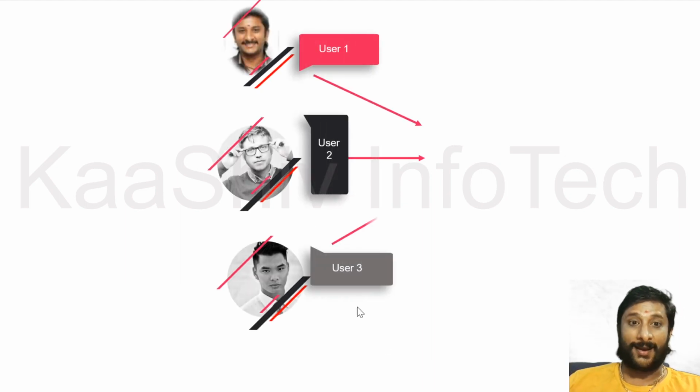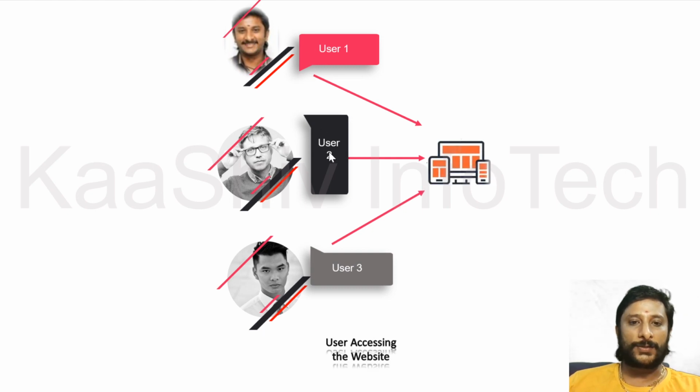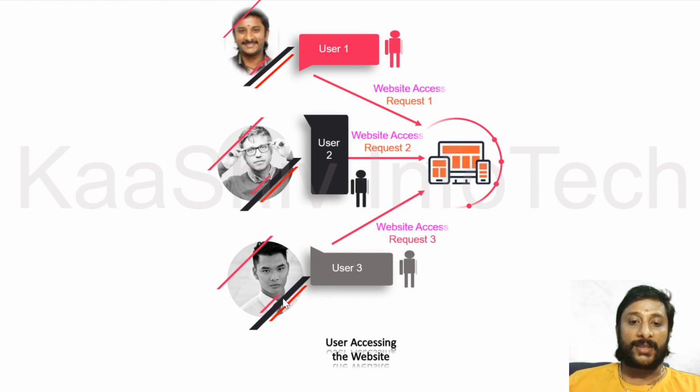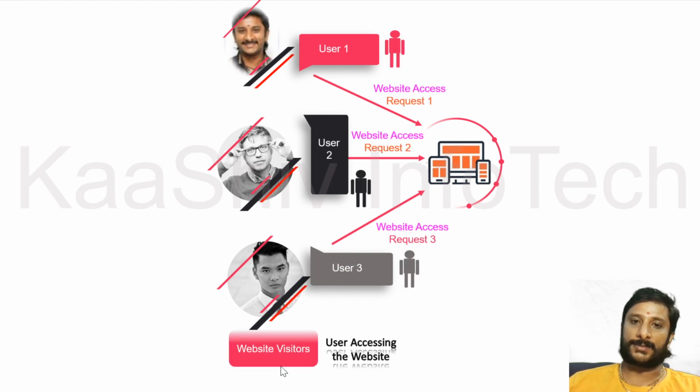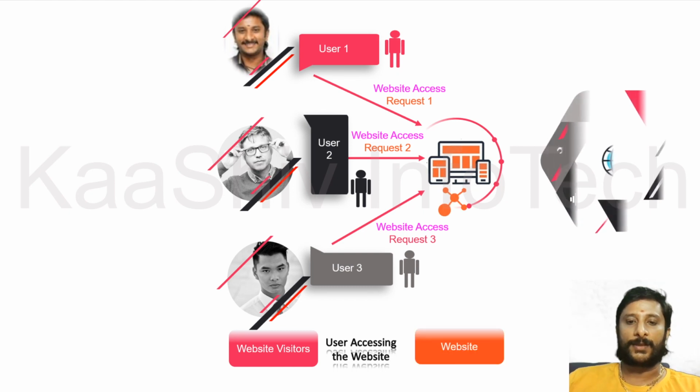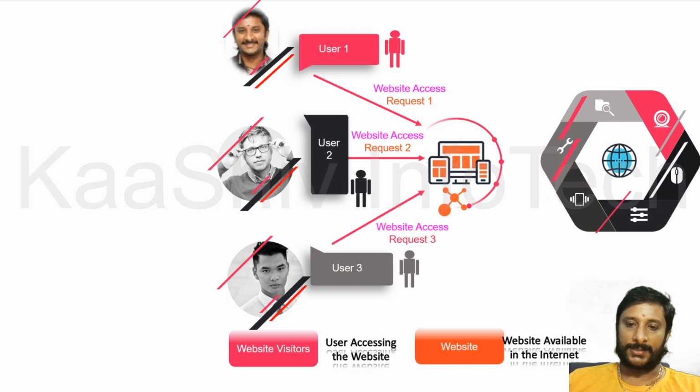Considering we got users, it's my picture. So we got users, user 1, user 2, user 3, and they are the website visitors. They are requesting website access. That is called a web request. The user is accessing the website. Obviously, the websites are available on the internet.